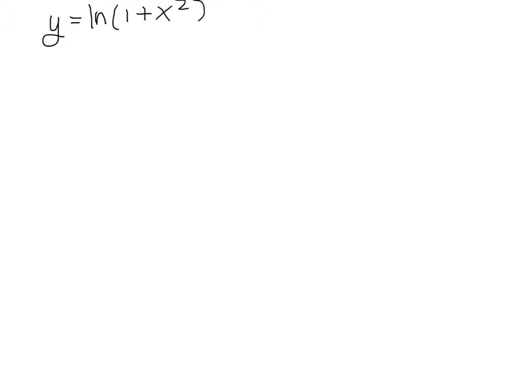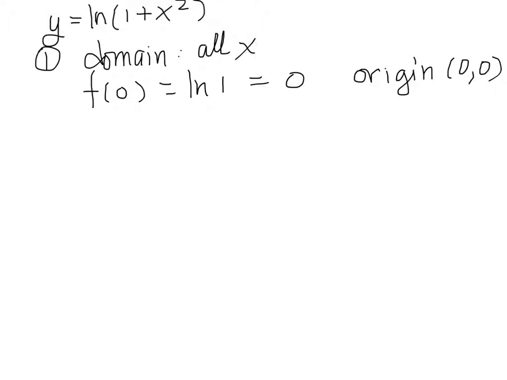Let's do one more graphing example. Let's take a look at log of 1 plus x squared. Since 1 plus x squared is always greater than or equal to 1, this function is defined for all x. Even if x is negative, 1 plus x squared is a positive value, so you can take the log of it without being undefined. Therefore, the graph goes through the origin 0, 0.